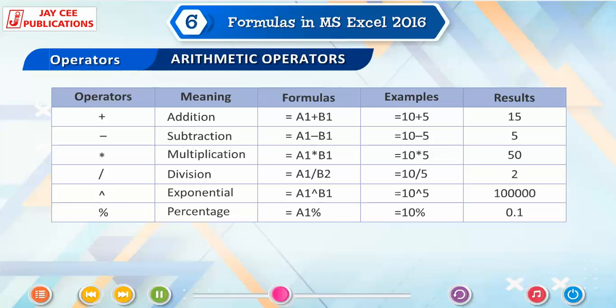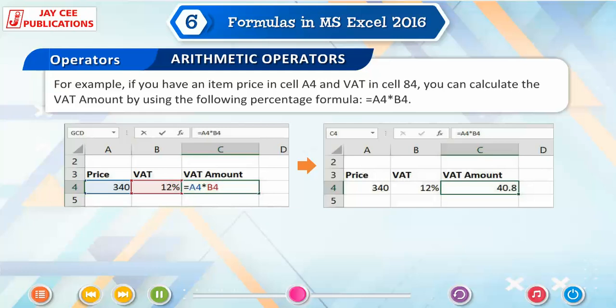Exponential: =A1^B1, 10^5, result 1 lakh. Percentage: =A1%, 10%, result 0.1. For example, if you have an item price in cell A4 and VAT in cell B4, you can calculate the VAT amount by using the following percentage formula: =A4*B4.